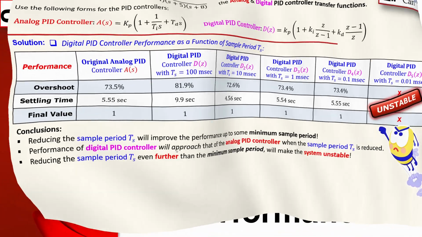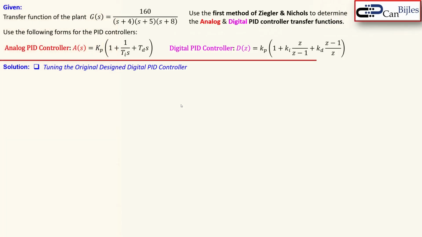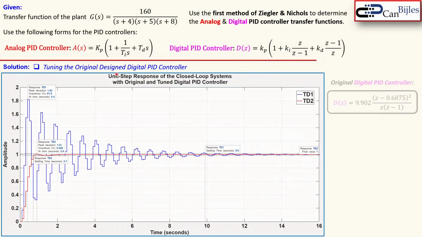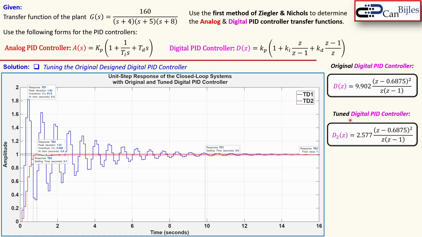Okay, let's now go to step 7, which is our tuning of the digital PID controller for better performance, because we have some performance. We already see that we can also improve the performance by going to lower TS, but it's not really that promising, so we need to make it actually better. So it's actually step 7 now. We will now go to the tuning of the original design PID controller. So that's actually the original digital PID controller, and we will now actually make it like so.